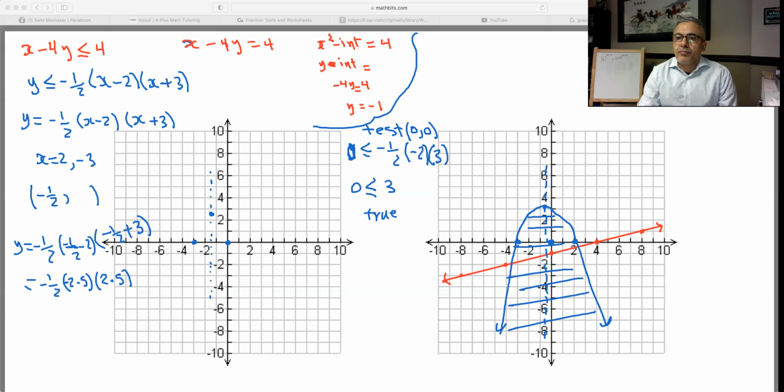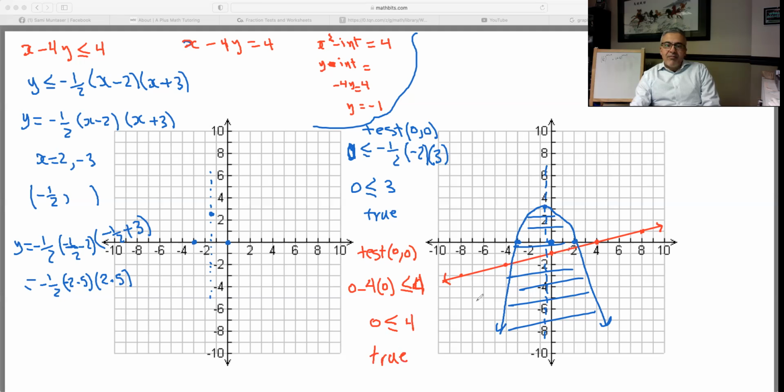Now, we're going to go and test 0, 0 again for the line. So we sub in 0 for x: x minus 4 times 0 is less than or equal to 4. That gives me 0 here, 4. So I get 0 is less than or equal to 4. That's true as well. And 0, 0 happens to be above the line. So you just shade all above the line.